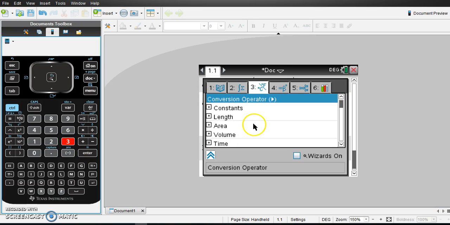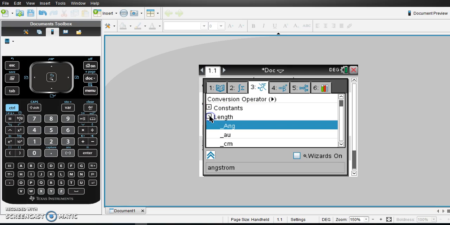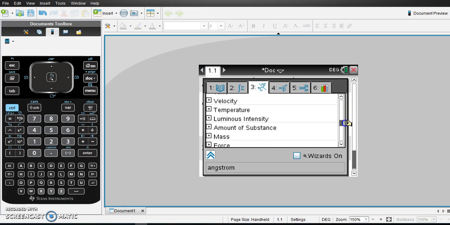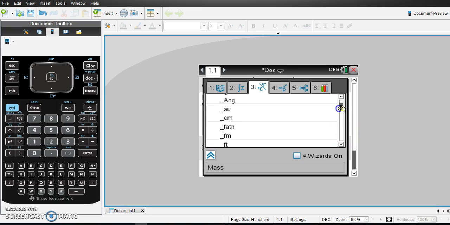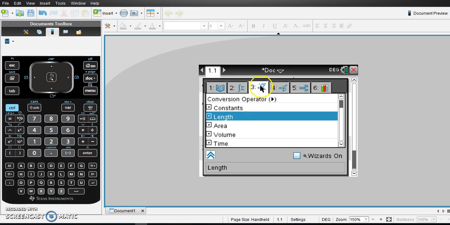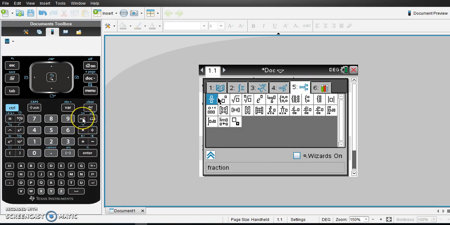Menu number 3 looks at converting units. So we would be converting different things and also using constants. These are things that you might require more in, for example, physics. And we won't use them so often in maths, but just so that you know that they're there. 4 means you can insert any symbols in. And 5 is the vector menu that we pulled up earlier. 6 is the library, but that's not something we're going to look at today.